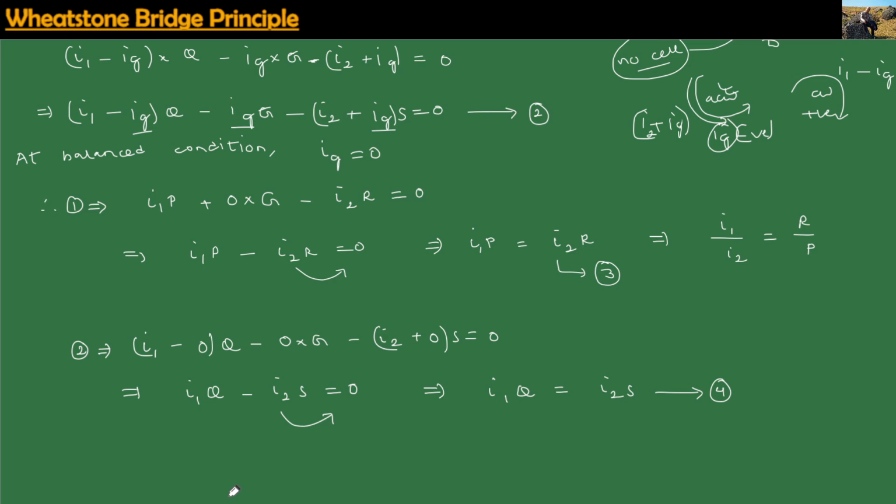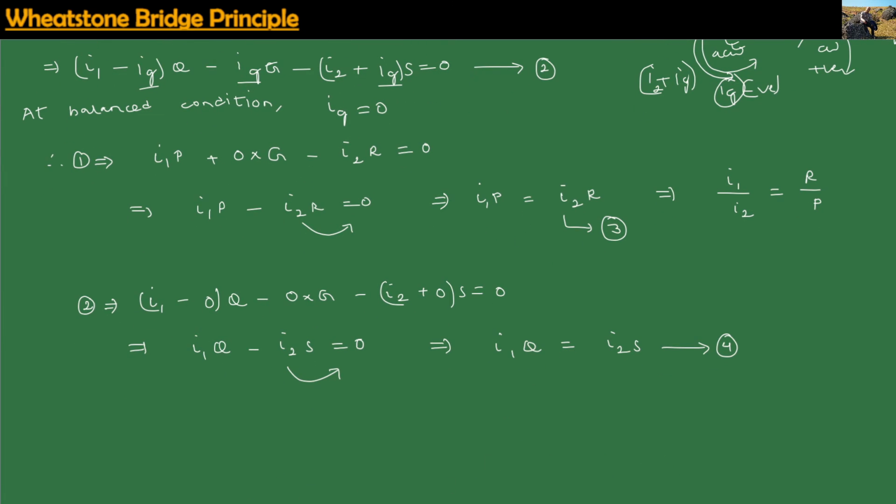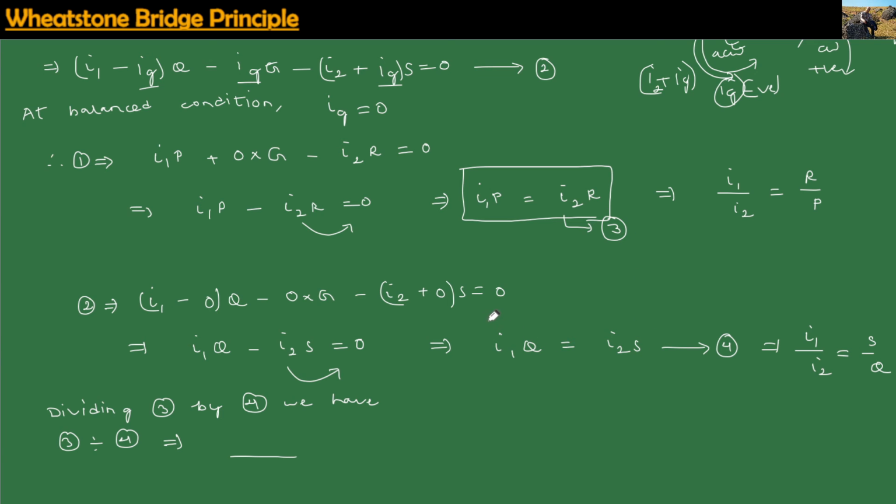When you look at equation 1 and equation 4, if we divide equation 1 by equation 4, we can rewrite in this form: I1 by I2 will be equal to S divided by Q. When you look at equation 3 and equation 4, if we divide 3 by 4, that means left hand side of 3 divided by left hand side of 4, right hand side of 3 divided by right hand side of 4.